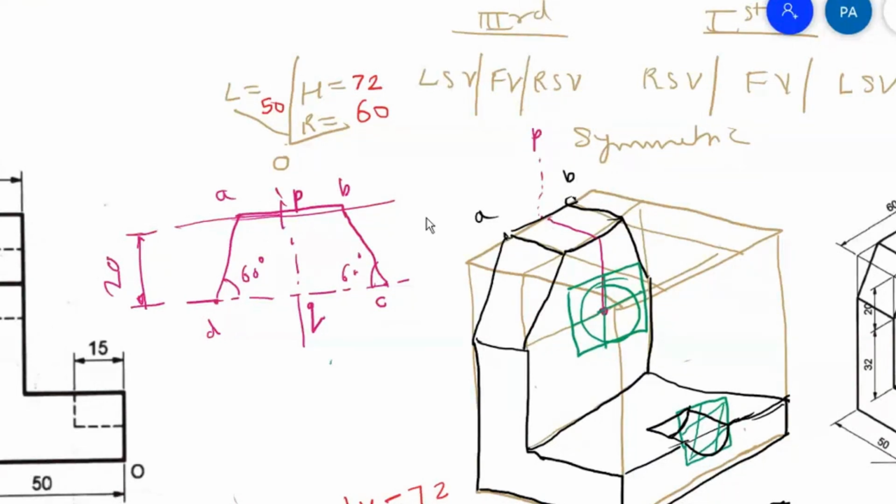Once you get the point P, take the distance in the compass. How much distance? PA or PB. PA is equal to PB. Take the distance PA in the compass and cut an arc here. PB, cut an arc here. Okay, so you get these two points A and B, join it.